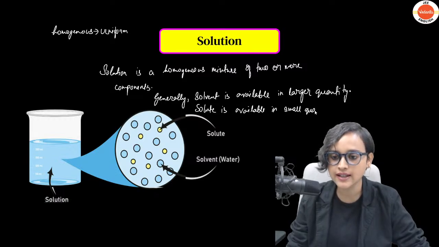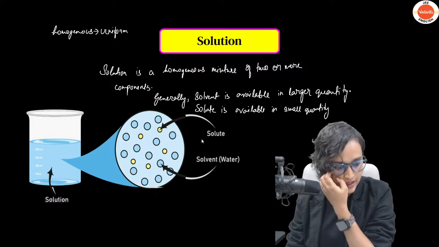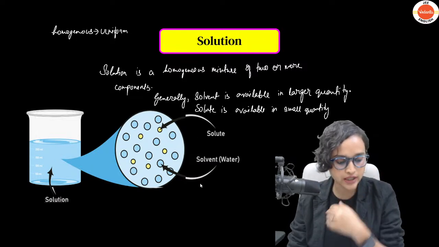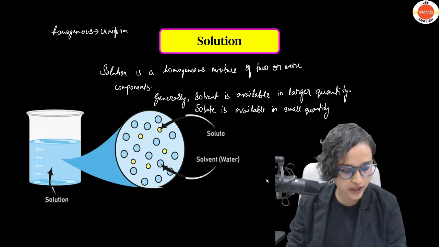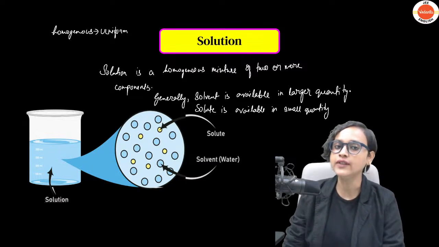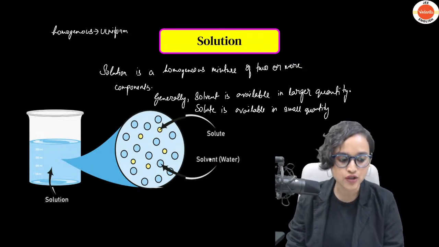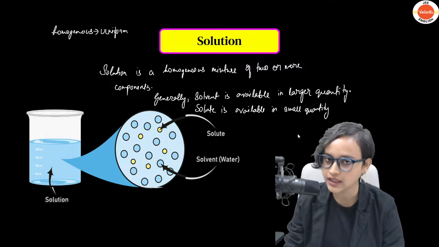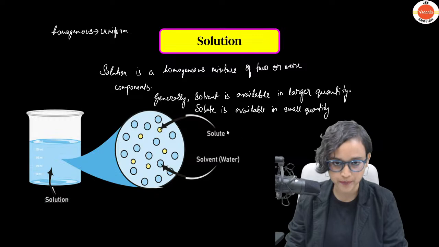Is this much clear, guys? Everybody, Swapna, Mahashri, Tech Zone, are you all clear with this? Rocky, everybody clear? So solvent is available in larger quantity and solute is available in smaller quantity, right? We understand this much. Great.